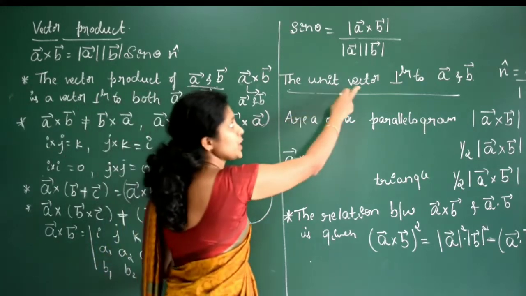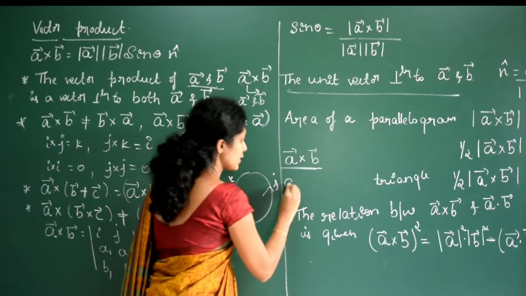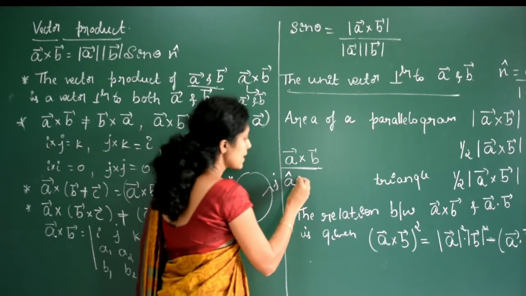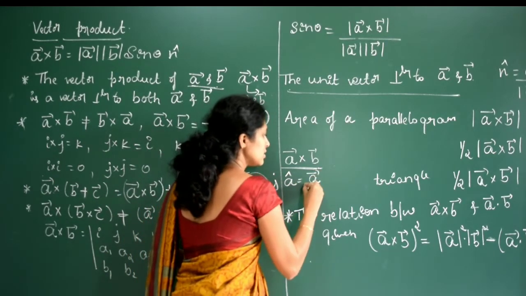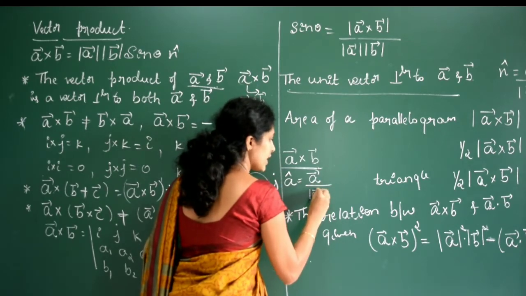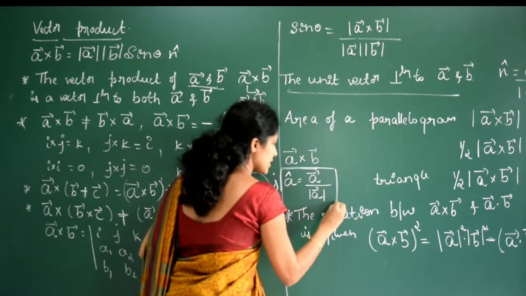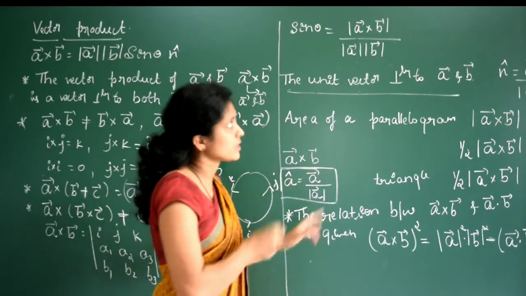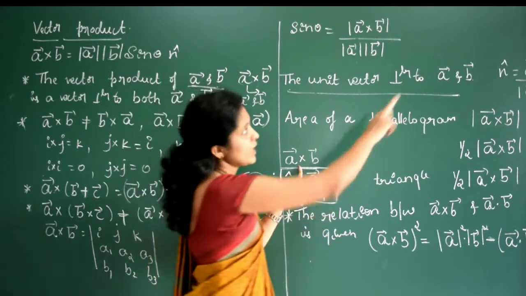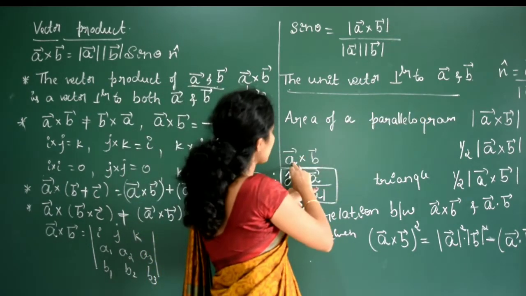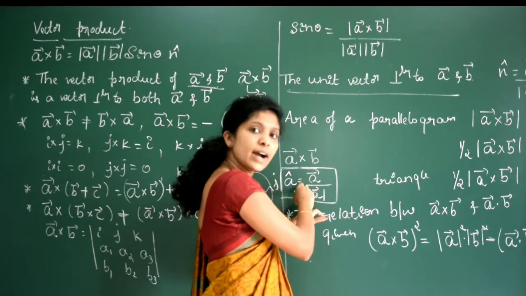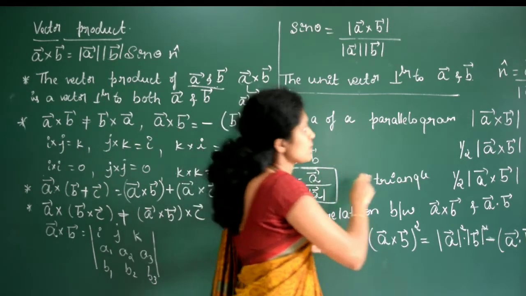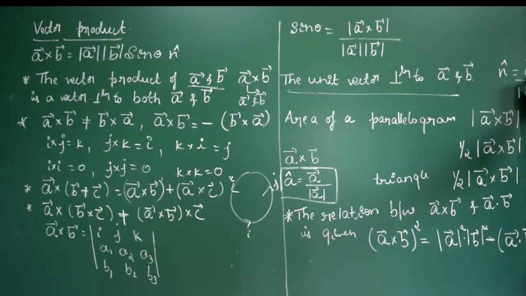If you want to find the unit vector, then what is the unit vector? A cap is equal to A vector divided by magnitude of A vector. Right? So this is the formula to find the unit vector. So if you want to find a unit vector perpendicular to both A vector and B vector, then n cap is equal to A vector cross B vector, the same, divided by magnitude of A vector cross B vector.